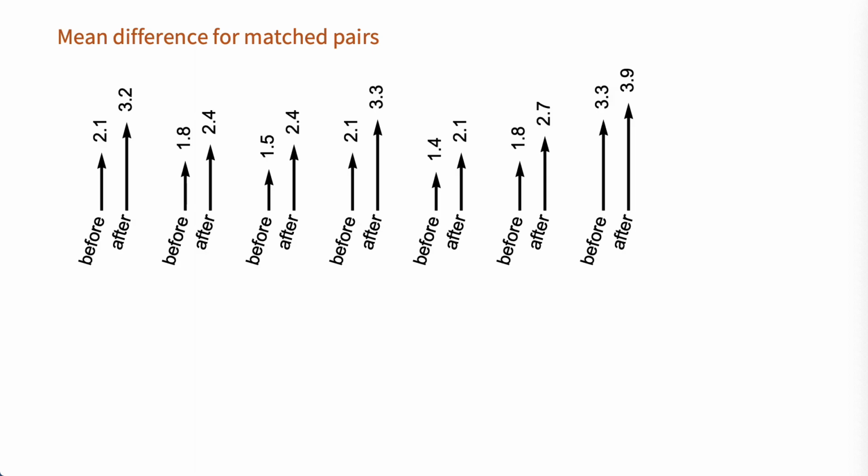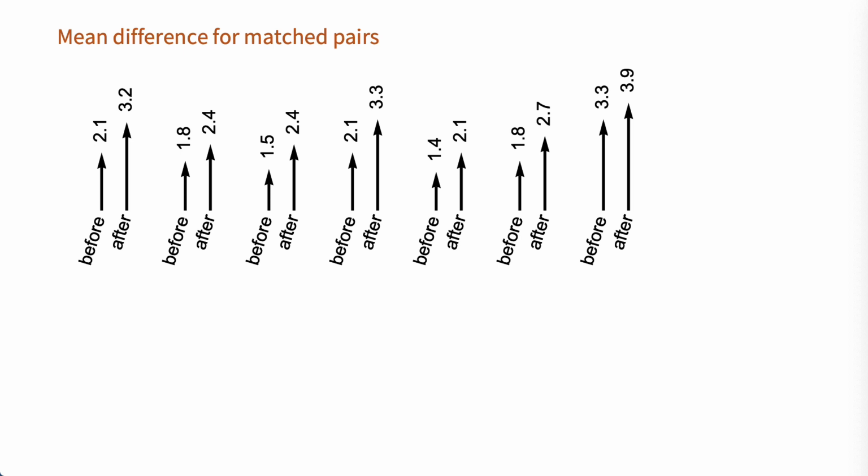Matched pair data is data collected from pairs of similar individuals or data collected from the same individual at different times or in a different way. For example, this diagram illustrates matched pair data collected for 7 individuals before and after some change. The individuals could be 7 fruit trees, for example, and the data could show the amount of fruit produced by each tree before and after pruning or before and after adding nutrients to the soil.